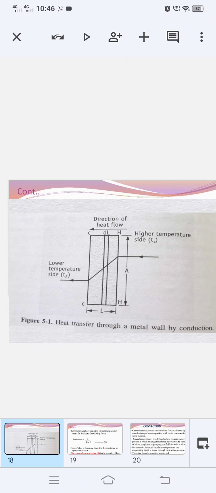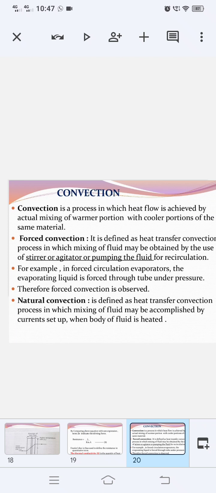Now next we will study convection. We have already studied convection earlier, but now we will study it in detail. What is convection? It is a process in which heat flow is achieved by mixing the warmer portion of a liquid with the cooler portion of the same material. This is convection. There are several terminologies we should know about convection.